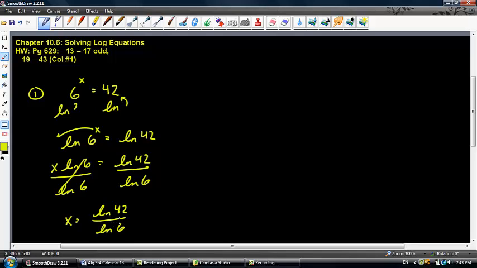And so what I end up with is x equals the natural log of 42 over the natural log of 6. Now, some people are very tempted to say this is equal to the natural log of 7 because 42 divided by 6. That is not correct.